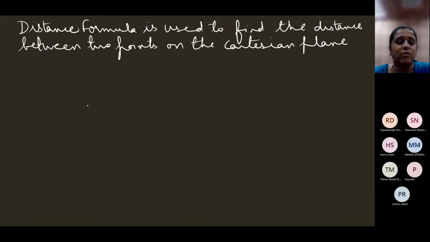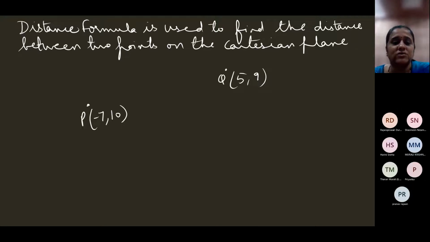So supposing you have a point here, P, which is given by the address, say minus 7, 10. And there is another point Q, which is given by the address, say 5, 9. So these are 2 points in the Cartesian plane. You can see their address. Now this is the line segment joining the points P and Q. When you find the distance between the points P and Q, you are finding the length of the line segment PQ.